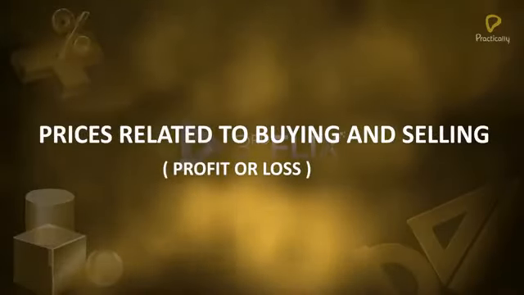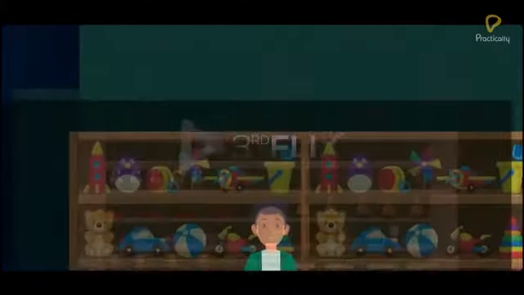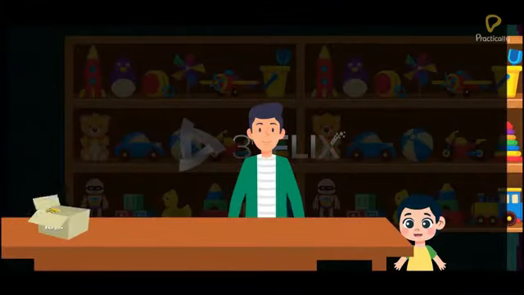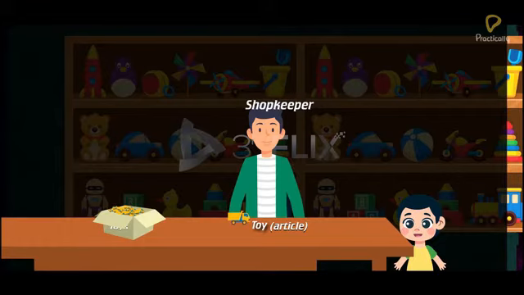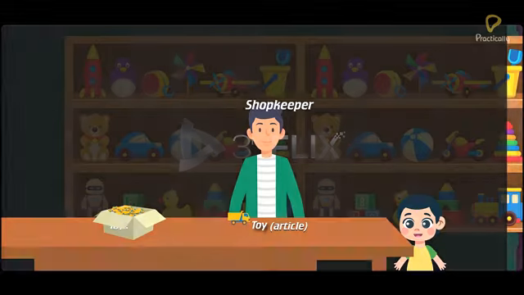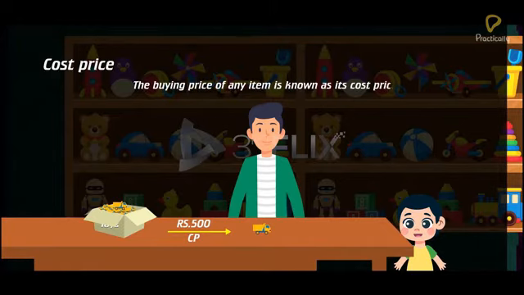Prices related to buying and selling, profit or loss. Let us first understand various terms related to an article bought and sold by a shopkeeper. Cost price. The buying price of any item is known as its cost price, denoted as CP.